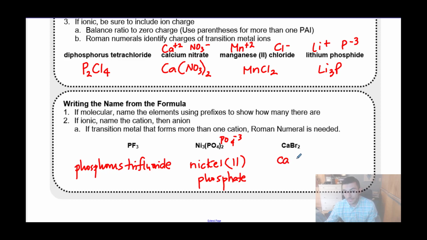And then the last one, CaBr2, another ionic compound, so we're going to name the ions separately. It would be calcium bromide. No Roman numeral because calcium is only +2, so someone would be able to determine the charge just from that.